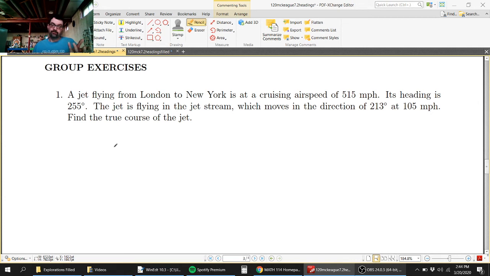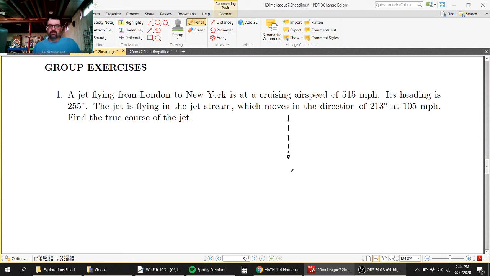All right, assuming you paused and did all that, I'm now going to go through it. We'll see what this looks like. My leg fell asleep. Okay, sorry. All right, a jet, London to New York, cruising airspeed of 515. Its heading is 255.